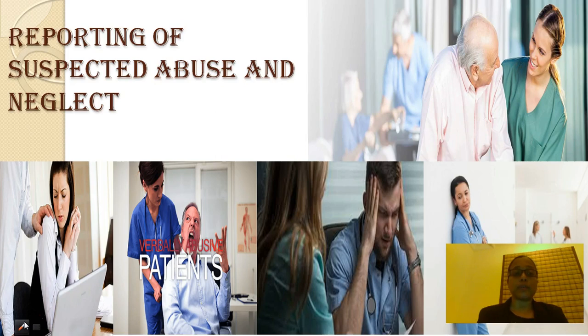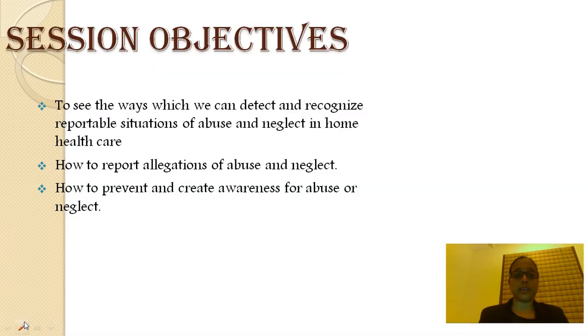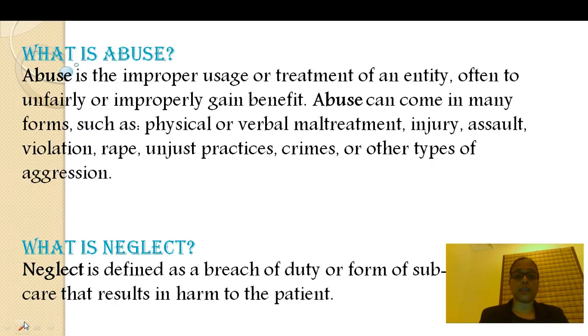Today we're going to learn about reporting of suspected abuse and neglect. The objectives here are to see the ways in which we can detect and recognize reportable situations of abuse and neglect in home health care. We will know how to report allegations of abuse and neglect and how to prevent and create awareness for abuse or neglect.